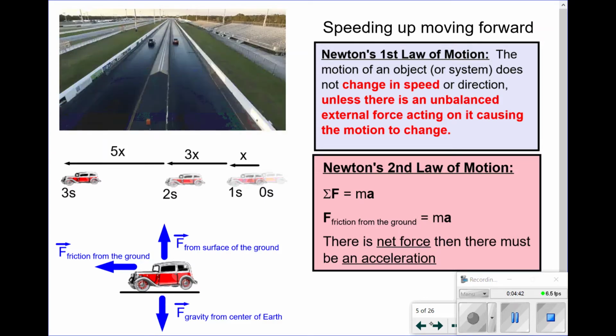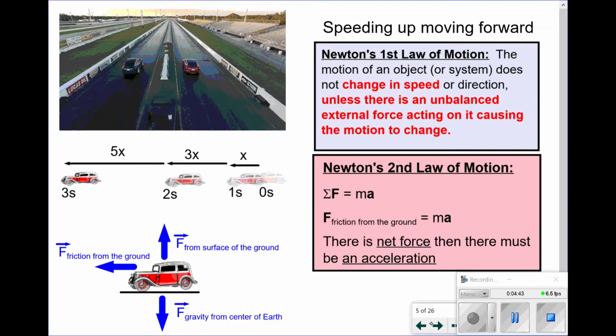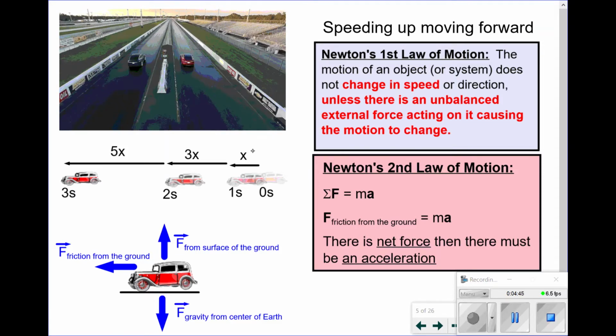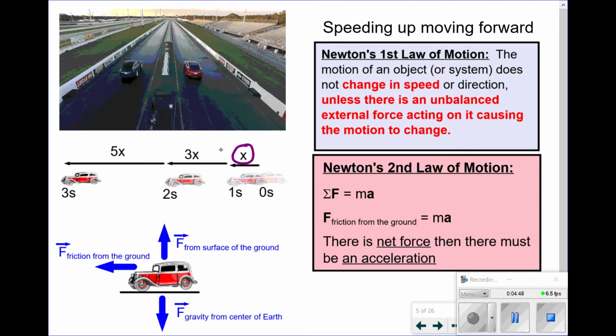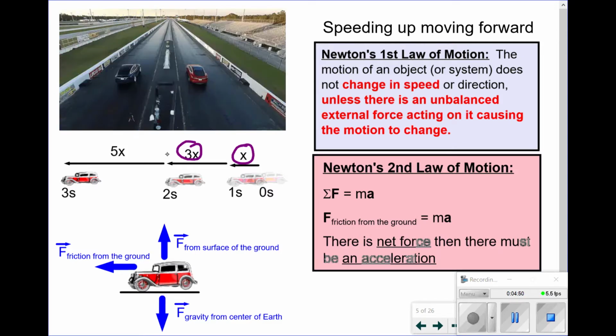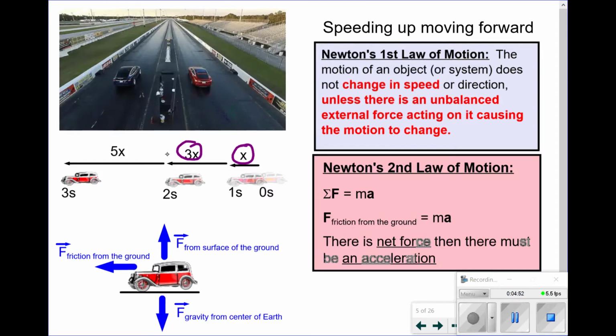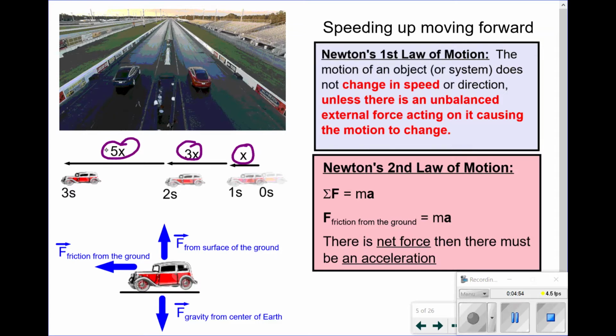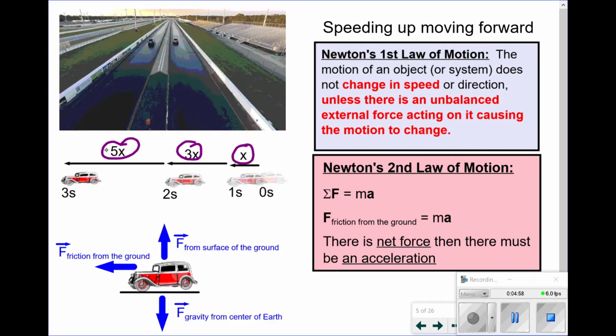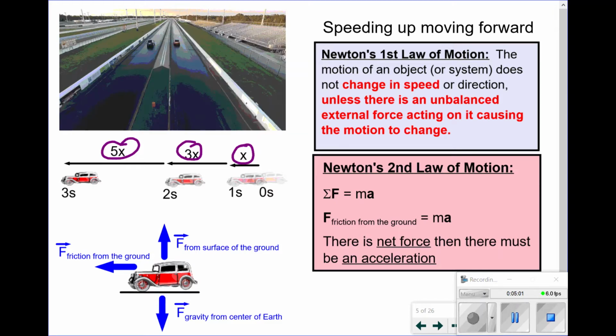It's governed by what we call the law of odd numbers. Whatever distance I travel in my first second, I will travel 3 times that distance in my second second, 5 times that first distance in my third second, 7 times the first distance in my fourth second, and so on.